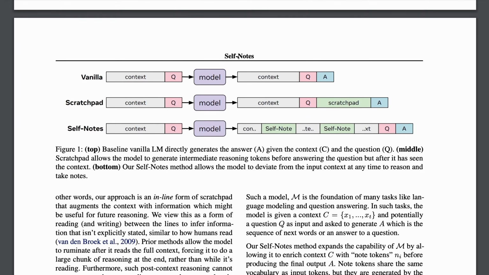So here is what the authors propose fundamentally. Here we have three approaches to embed some sort of an extra memory within the context of the LLM. On the top, we have the vanilla LLM approach where you're having a context and a question as a prompt, and the model is taking this context and question and producing the final answer.